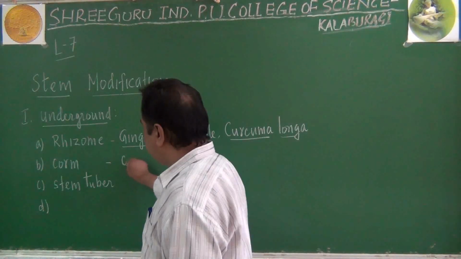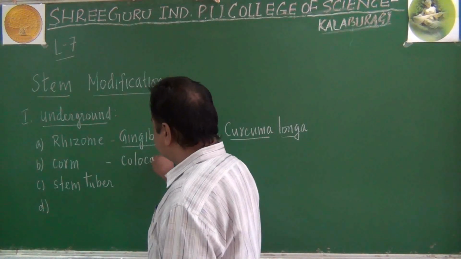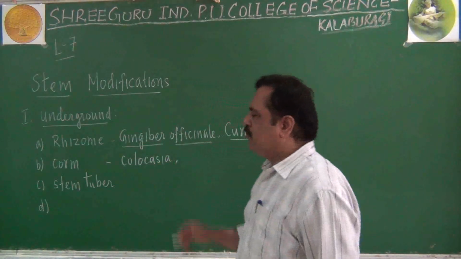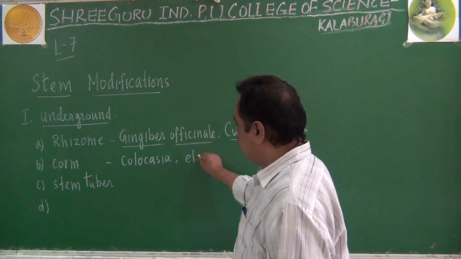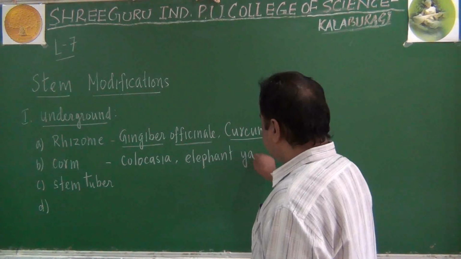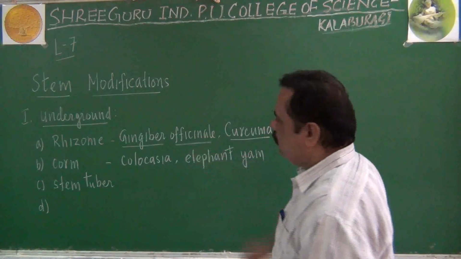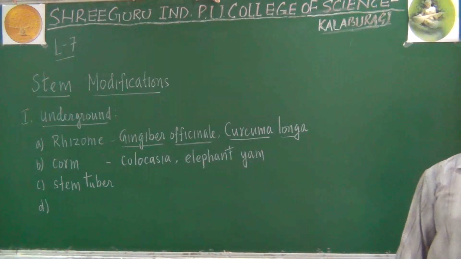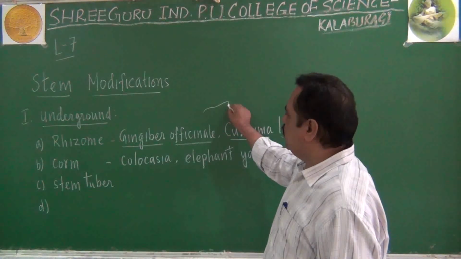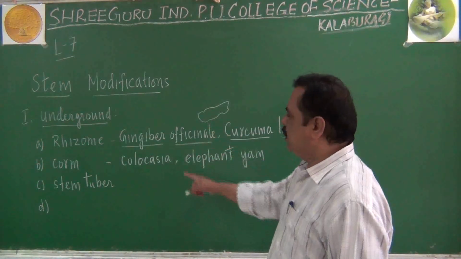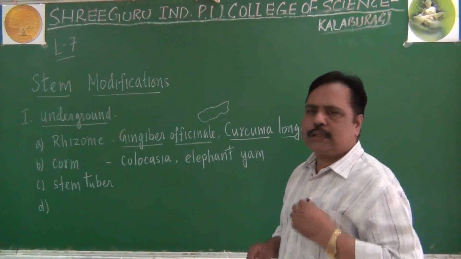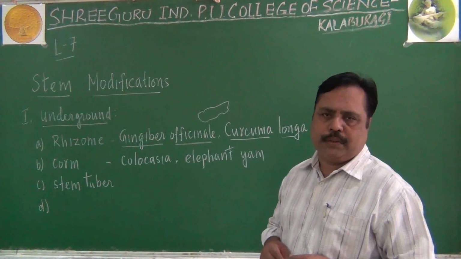Corm we have seen in a plant called Colocasia, you may recall. Even commonly we come across a plant called elephant yam. That yam plant is also coming under corm variety only. So Zingiber officinale will be having irregular shape of storage. But Colocasia and elephant yam will be having regular spherical shaped storage actually.